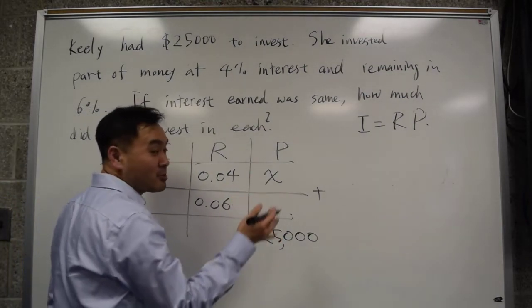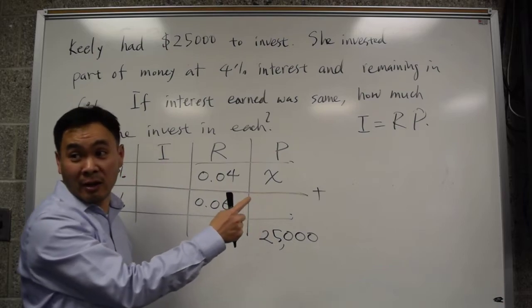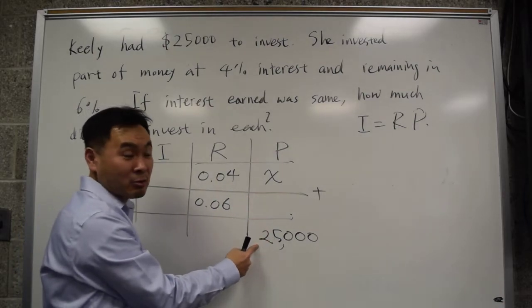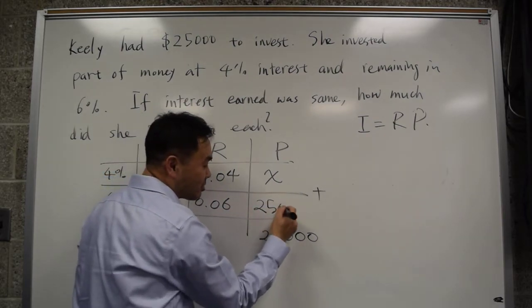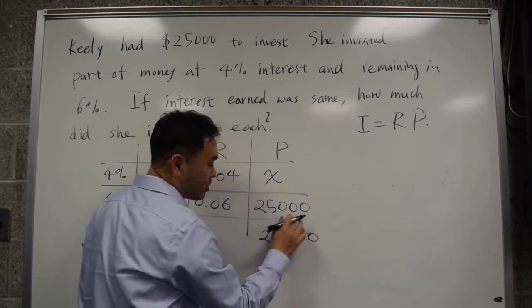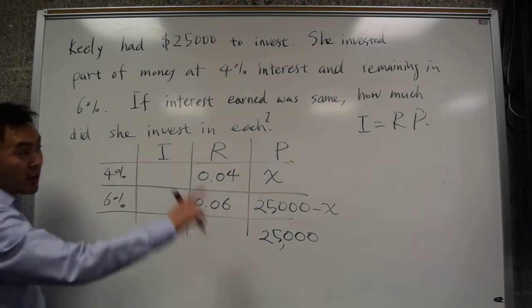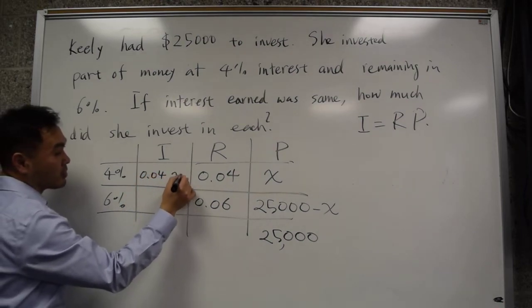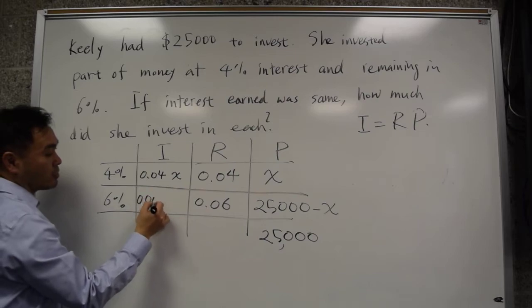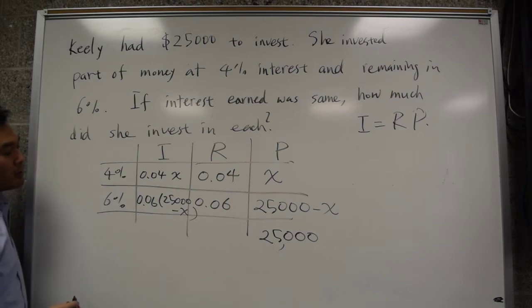Just think about it. If there were $10,000 in this account, then it would be $15,000 in the other account, right? You did 25,000 minus 10,000 to get the other 15,000. So you easily see that the thing you should fill in here is 25,000 minus X. And then using I equals RP, we can put those in here. It's 0.04X, and then 0.06 times (25,000 minus X). Okay, and I think we filled everything in.